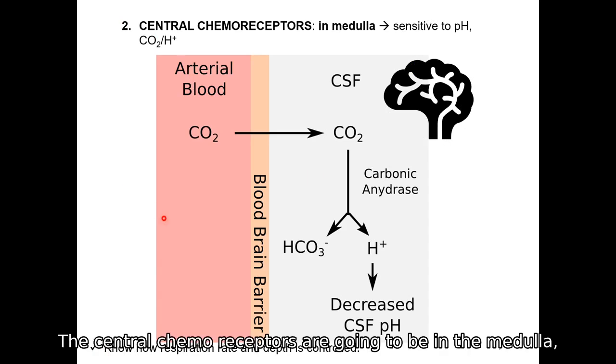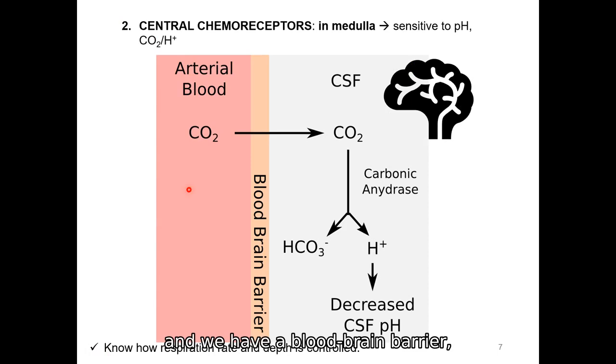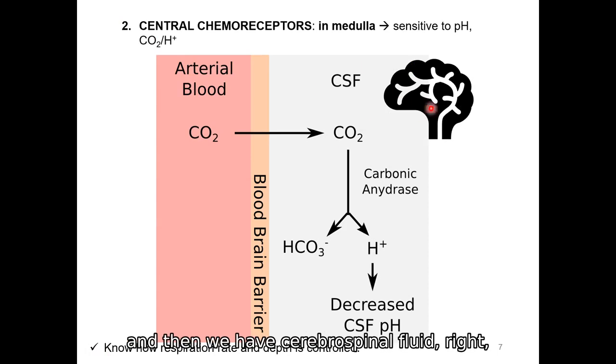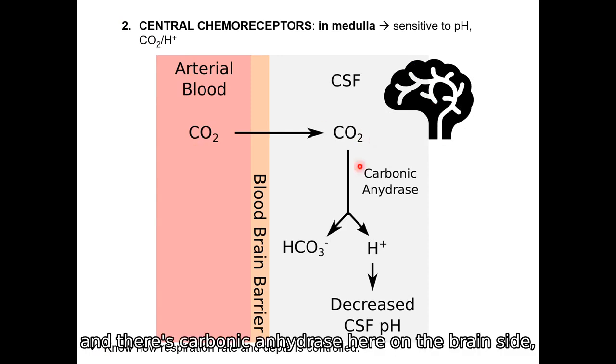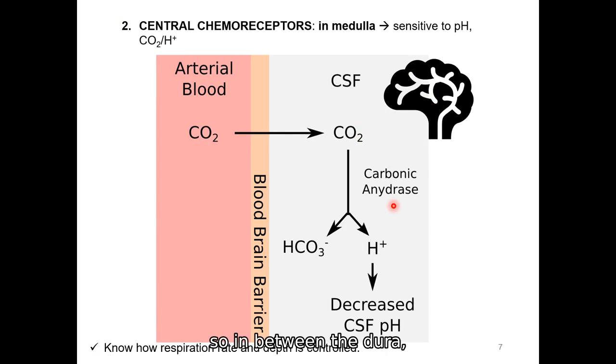The central chemoreceptors are going to be in the medulla, and we have a blood-brain barrier, and then we have cerebrospinal fluid, right? And that's what's actually bathing the brain. And carbon dioxide freely diffuses across that blood-brain barrier, and there's carbonic anhydrase here on the brain side, okay, so in between the dura, and so we get that bicarbonate, and then we also get that hydrogen ion. There's no hemoglobin to buffer that. There's no blood buffer system here, right, because we left blood out here, and so the brain is going to be very sensitive to this decrease in pH.